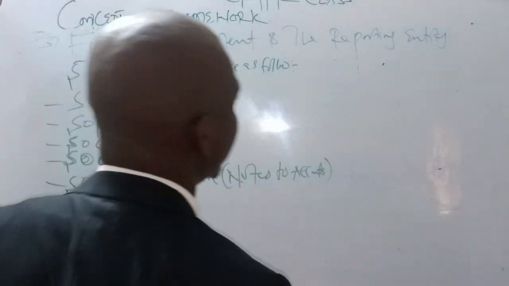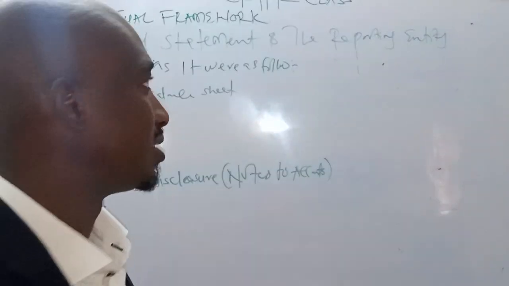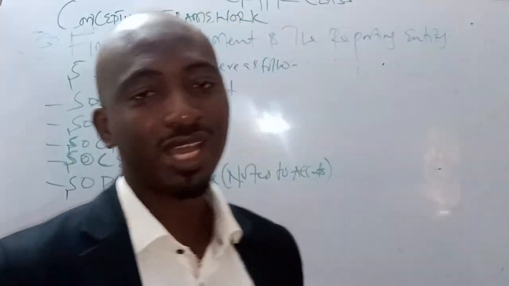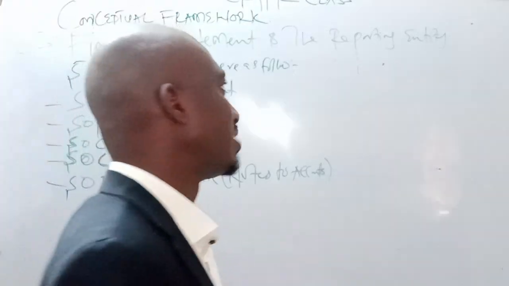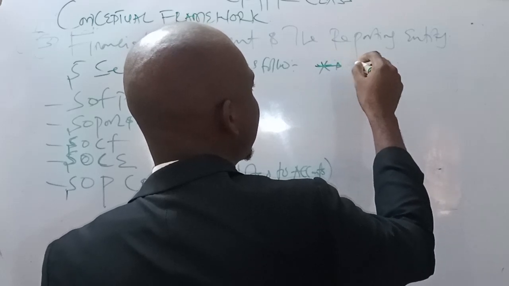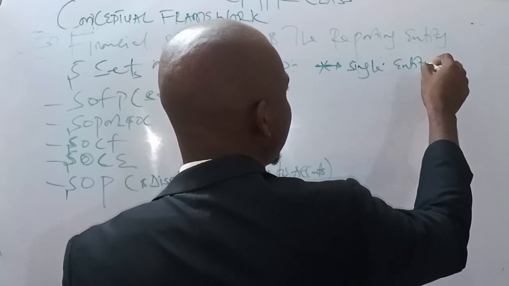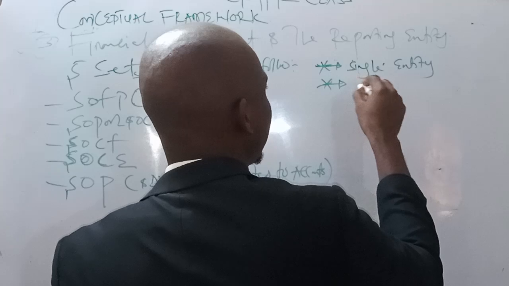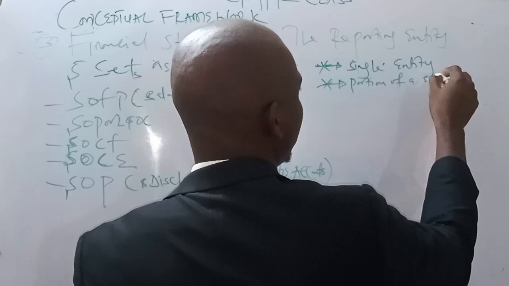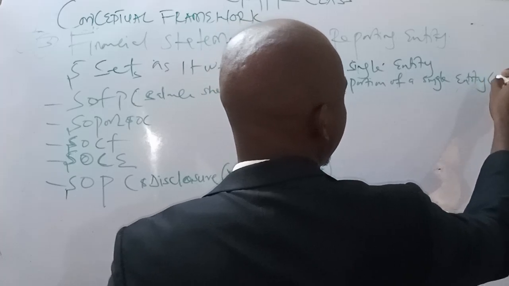When we talk about the reporting entity, who is the one that is to prepare the financial report? It is known as a reporting entity. So a reporting entity is an entity that is required to prepare a financial report. Simple as ABC. They can be classified into 3. The first one is a single entity, that is a company standing on its own. The next one is a portion of a single entity, which we know as a division.